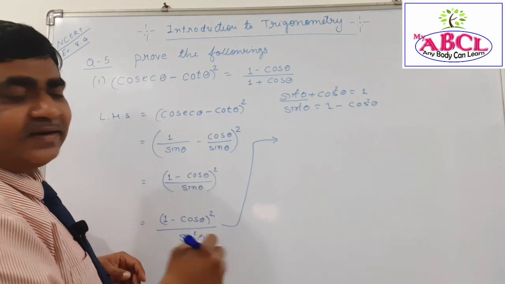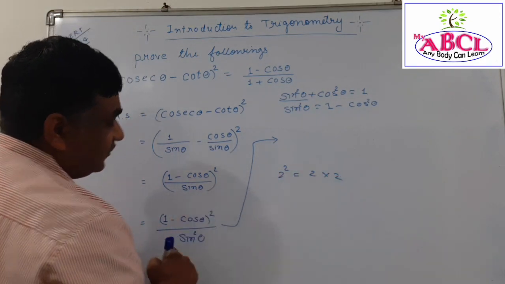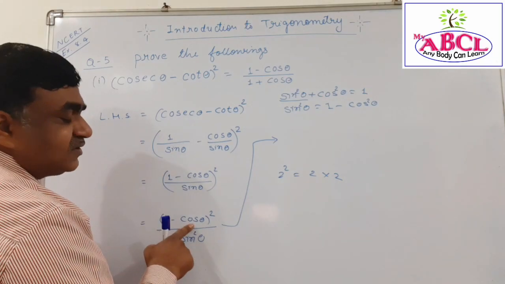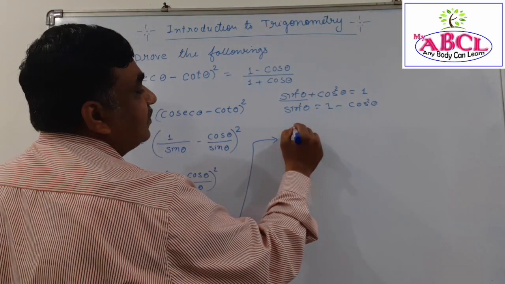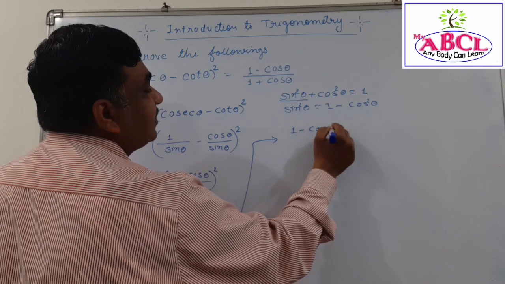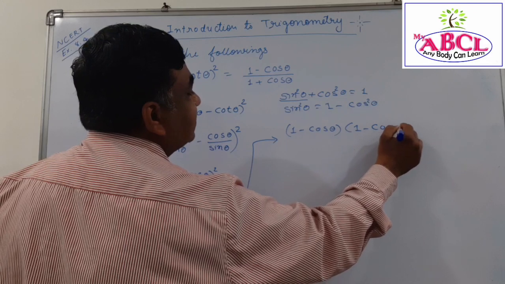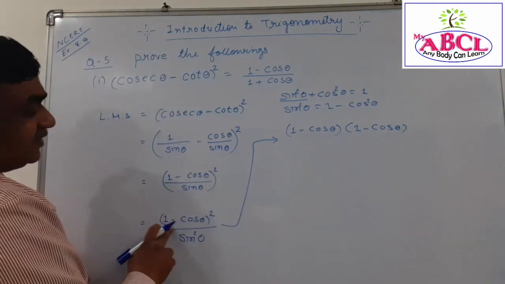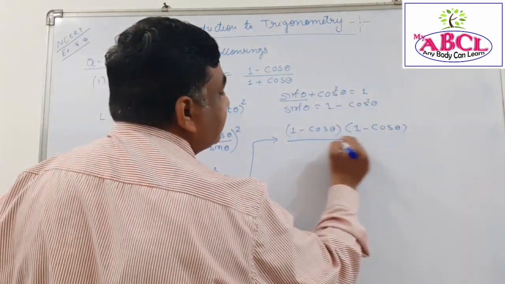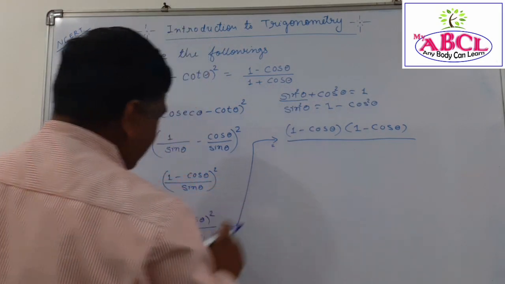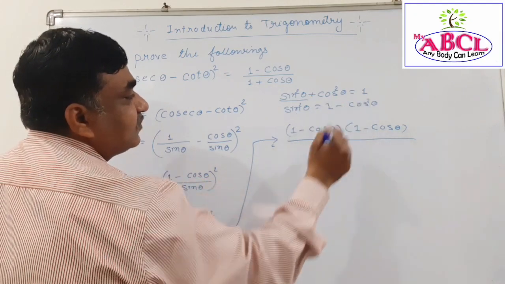So it's squared, so I can write it as twice. Similarly, I am going to write (1 minus cos theta) into (1 minus cos theta) instead of (1 minus cos theta) whole square. Okay, so I just did that only. And then for sin square theta, I am going to write 1 minus cos square theta.